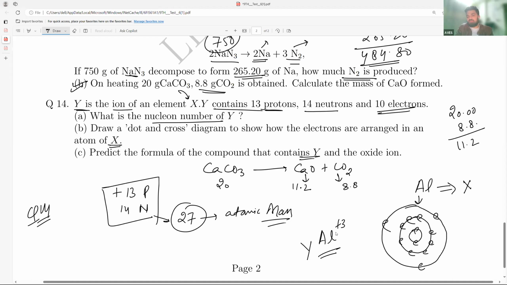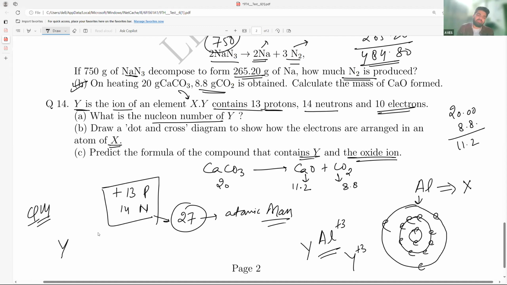With an oxide ion. Because it is saying Y, it is not saying that you have to write aluminium. Don't write aluminium. We will say that Y is 3 positive and X is only. If it asks what is X, what is Y, then we will write that X is an aluminium atom and Y is an aluminium ion. But it is not asking, so we'll leave it as it is. Now, what is it asking? Aluminium and Y.